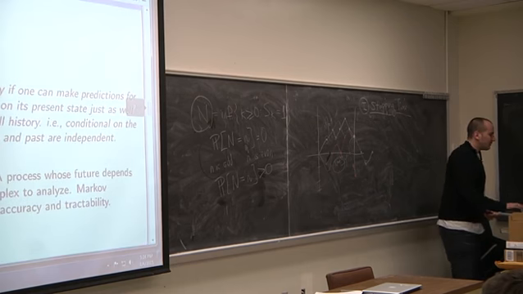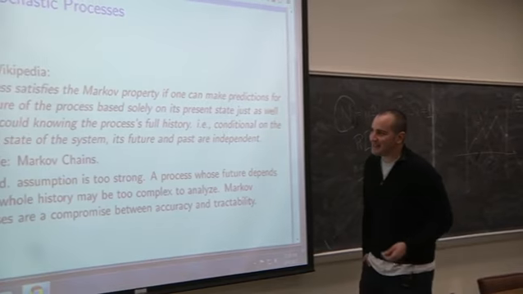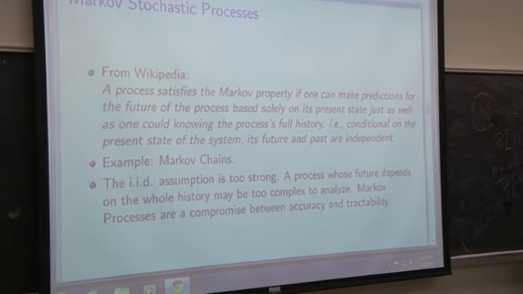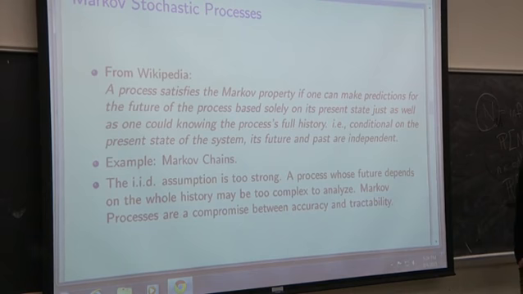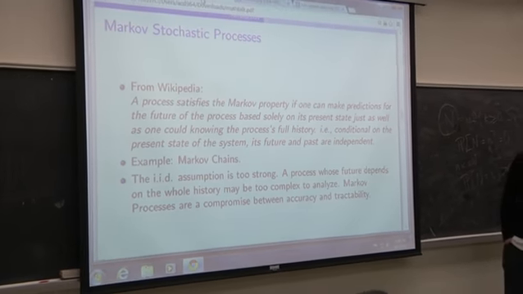So I just got this from Wikipedia, very lazily. But I read it, and a process satisfies the Markov property if one can make predictions for the future of the process based solely on its present state. So I don't have to look at all the past again, just as well as one could knowing the process's full history. It doesn't make any difference whatsoever. So conditional on the present state of the system, its future and past are independent.